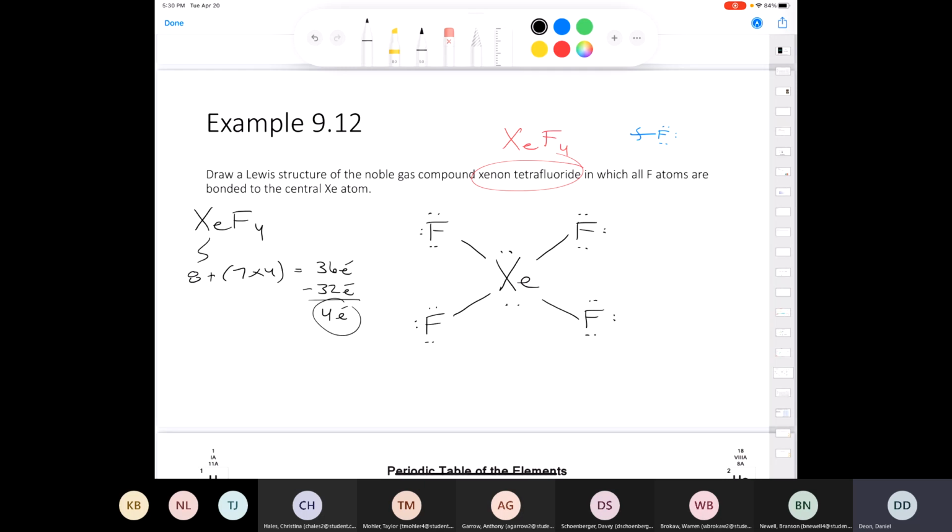Why? Because xenon is in the 5th period. It's beyond the 2nd period. It can expand its octet. Let me prove it to you that xenon has no formal charge. Xenon is in group 8A. It's surrounded by 4 sticks and 4 sticks and 4 dots, which gives me a formal charge of 0. Therefore, this is a perfectly legitimate and is the correct Lewis structure for xenon tetrafluoride. And that's how you do it, my friends.